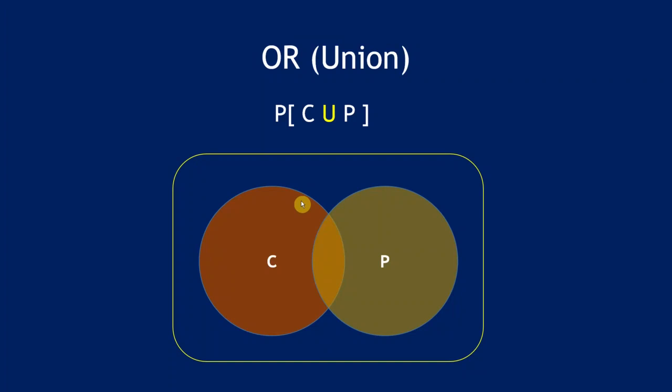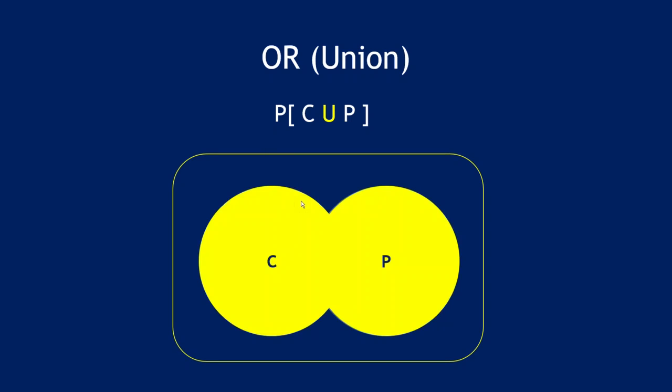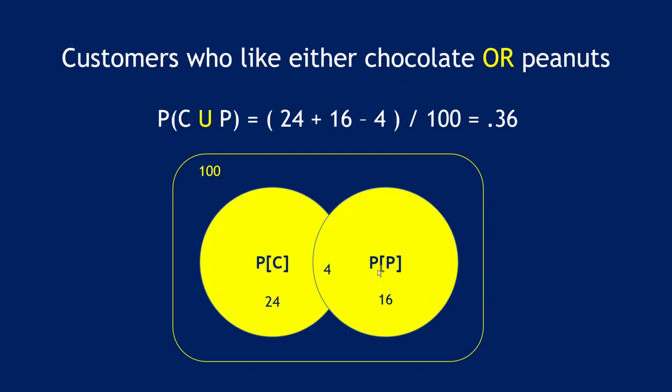Okay, so this is how we represent it formally in the textbook. The symbol is the U-shape symbol. It's called union, C union P, is everything that's covered by either circle on the Venn diagram. So a customer who likes either chocolate or peanuts, usually in the textbook you will see a representation like this. You count 24, 16, and minus 4 in the middle.